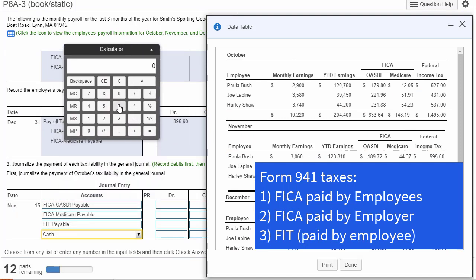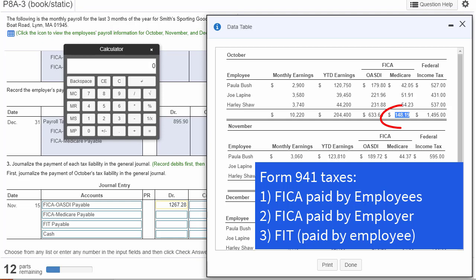So I'm going to plug in 633.64, which I got from right here. Multiply that by 2, and that gives us 1267.28. So shoot that into the cell. So we are now lowering OSTI payable because we're going to pay that OSTI payable to the U.S. government.